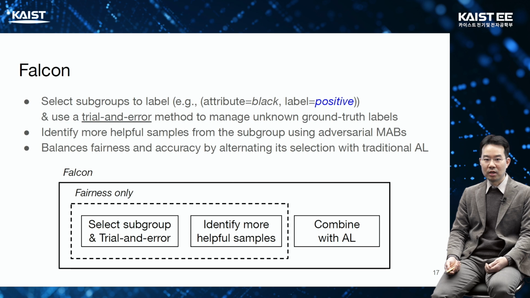In addition to these 2 techniques, we also balance fairness and accuracy by alternating the fair selection with traditional active learning that focuses on improving the accuracy. So as a result, we can improve both fairness and accuracy, or actually make a good trade-off between the 2 objectives.